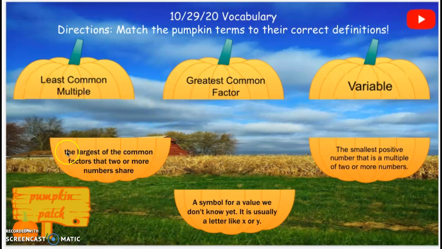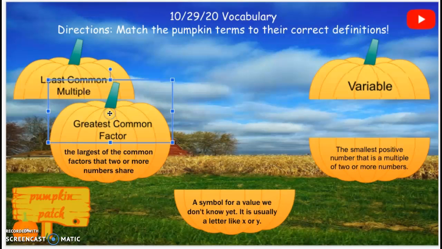So the definition here: the largest of the common factors that two or more numbers share. That keyword, largest, biggest, greatest. That's the greatest common factor. Yay, so I'm going to match that pumpkin. All right, so we have one match. Now we have two more.